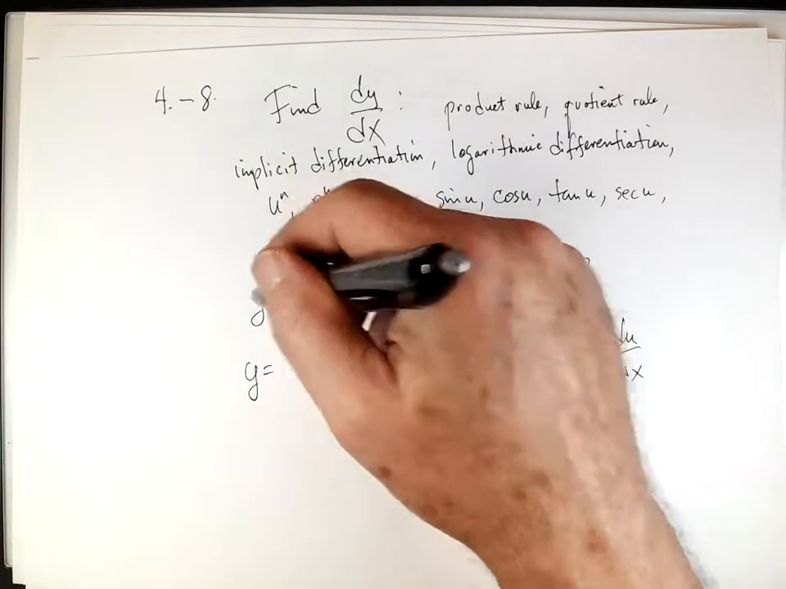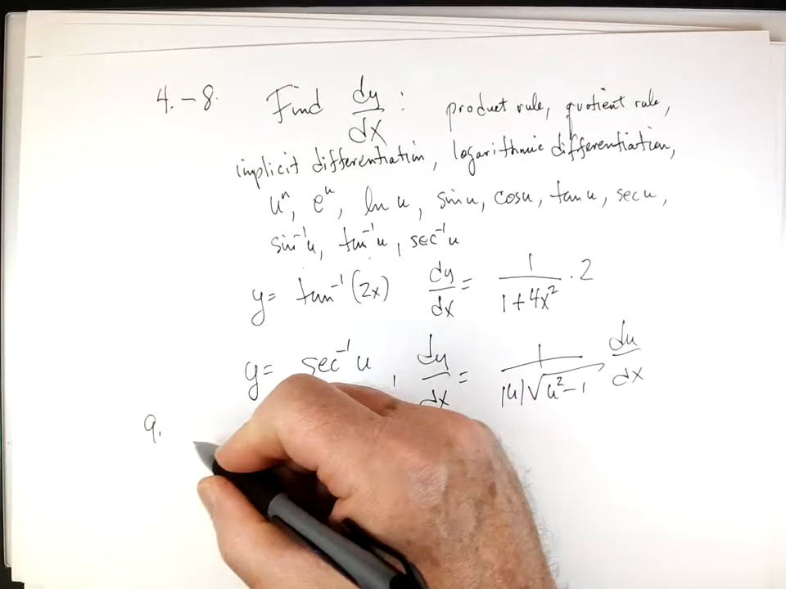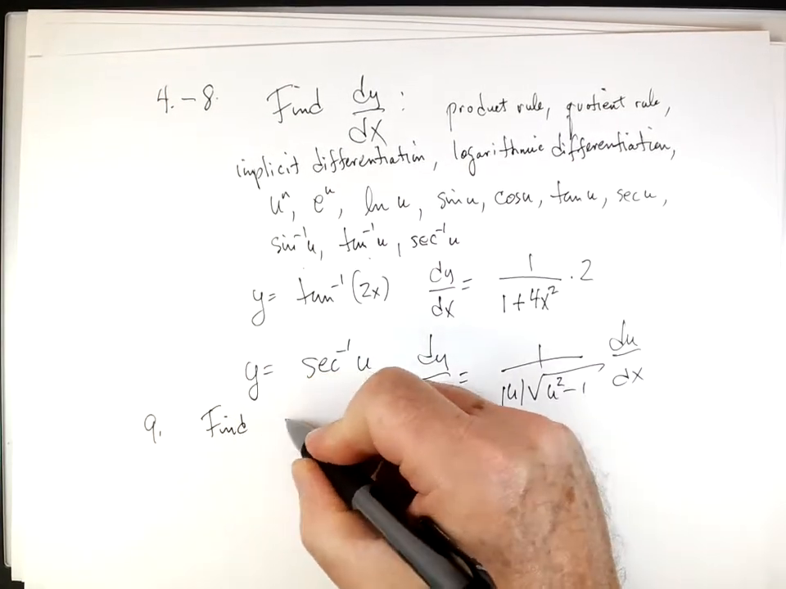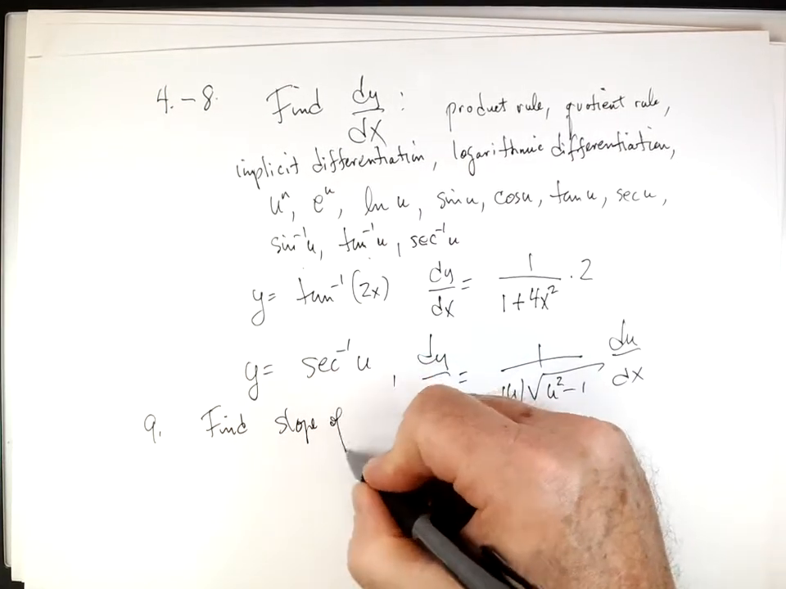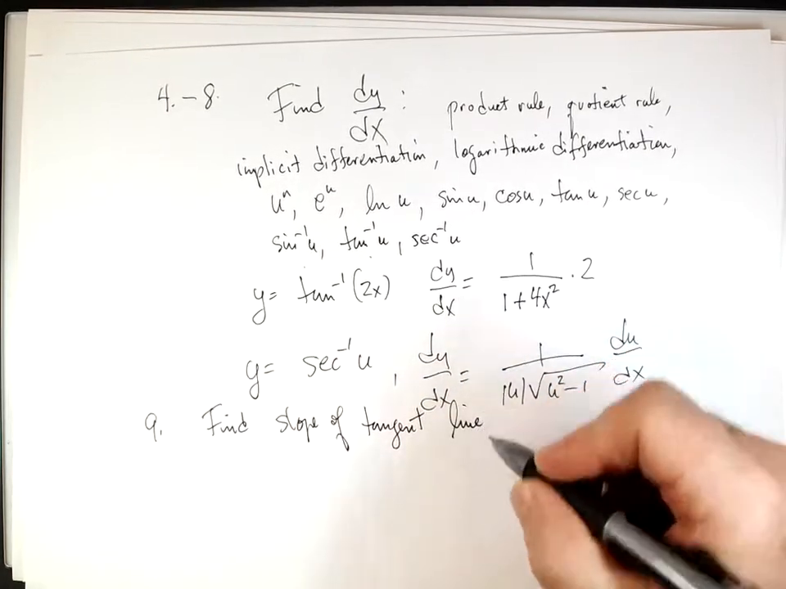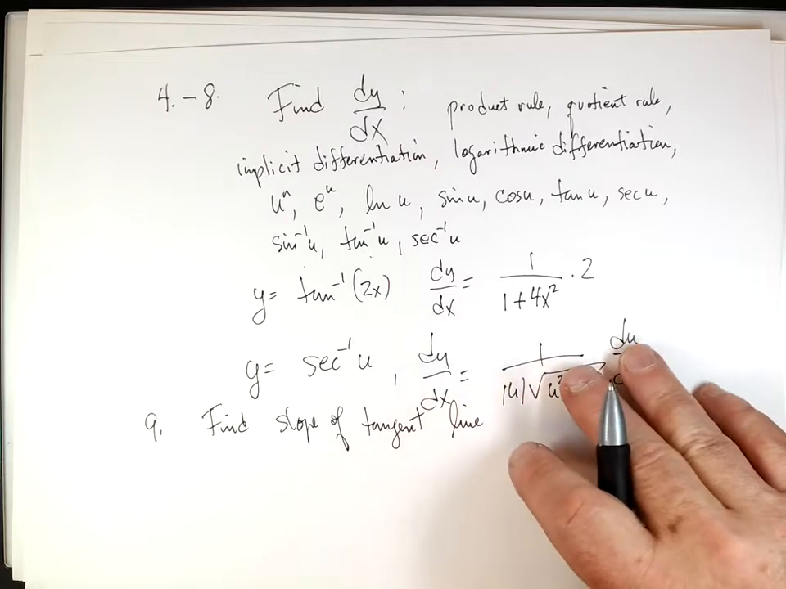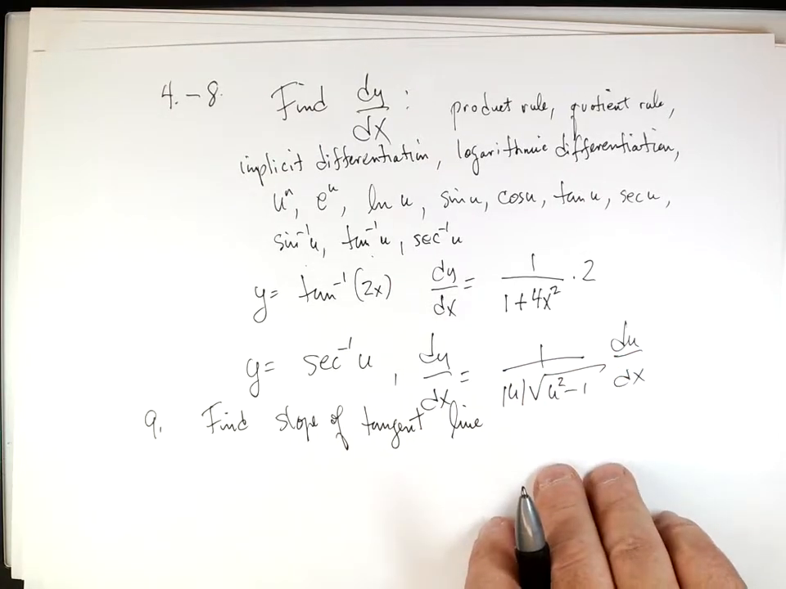Okay, so you got those. I would ask you in this section, actually this is number 9, to find the slope of a tangent line, just so you know. That's just finding the derivative at a point. It's really a derivative problem, but I just want you to be aware that I may give it to you in that form. You just plug it in. Okay, everybody ready on that?